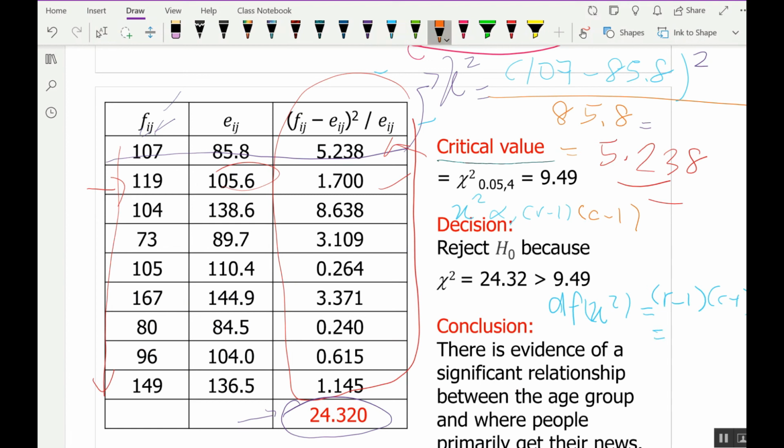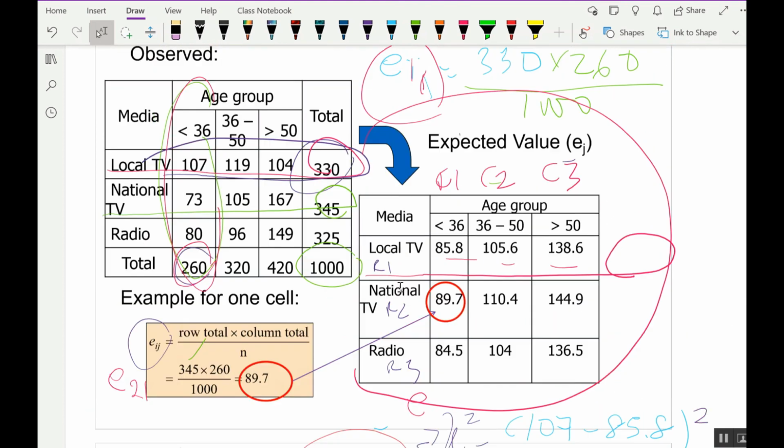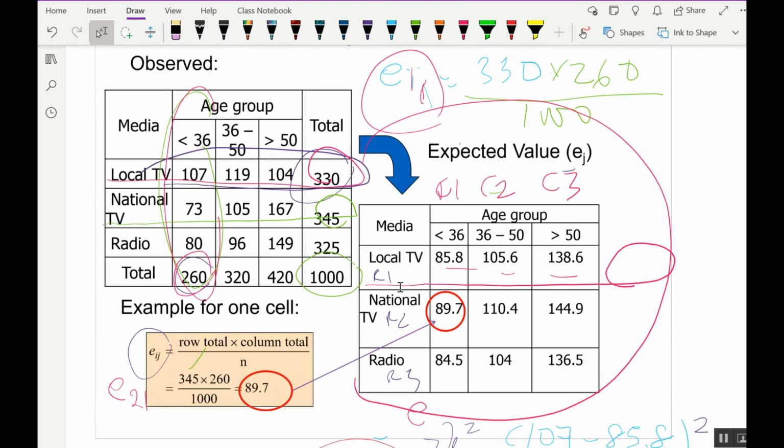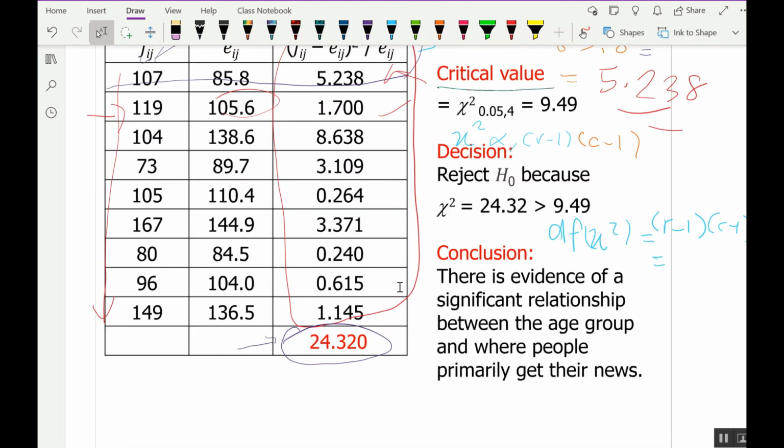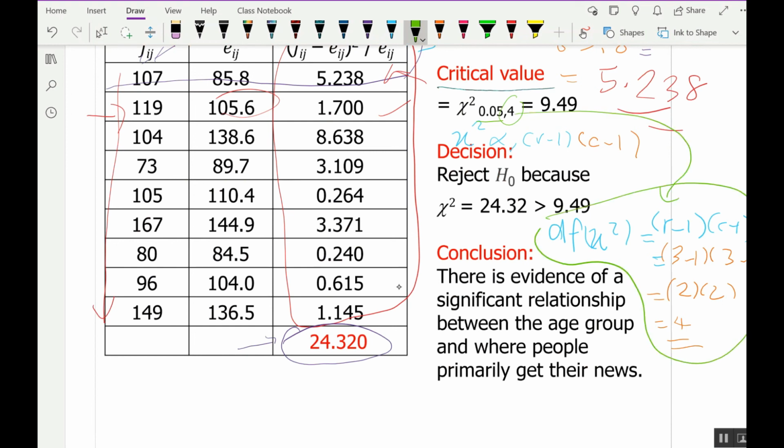So in this case, what is your row? Looking here, you have 3 rows and 3 columns. So 3 minus 1, 3 minus 1, so you should be getting 2 and 2. Multiplied, you get 4. So that's your degree of freedom here. I hope that clears it up. So alpha is 0.05, and I get 4 from the calculation of the degree of freedom.